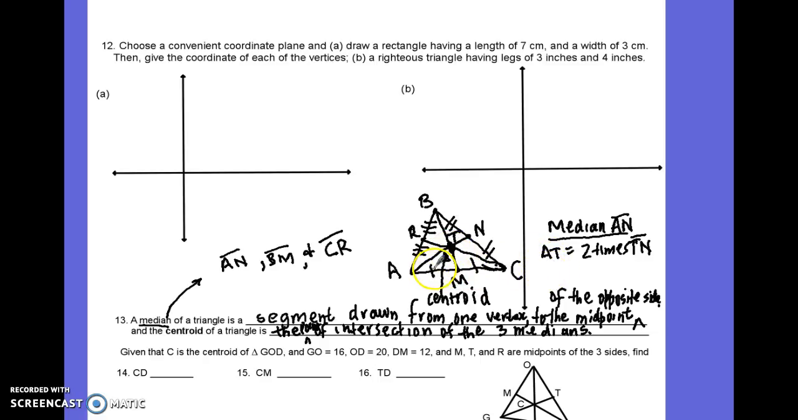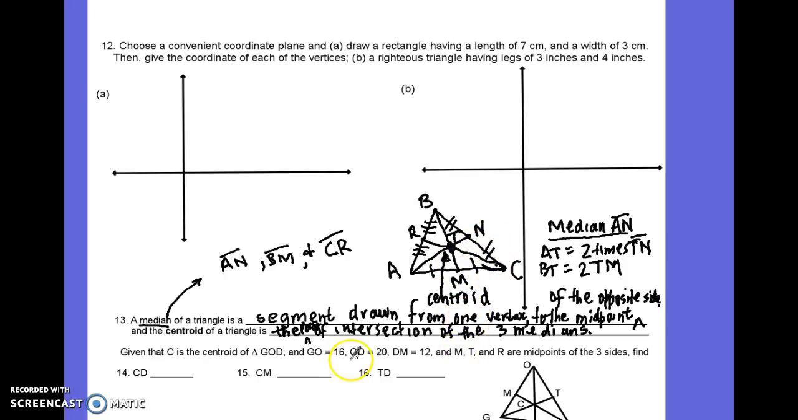Okay, let me write another one here. The distance from B to T is equal to 2 times the distance from T to M. Let me say it another way. TM would be a half of BT. Okay?